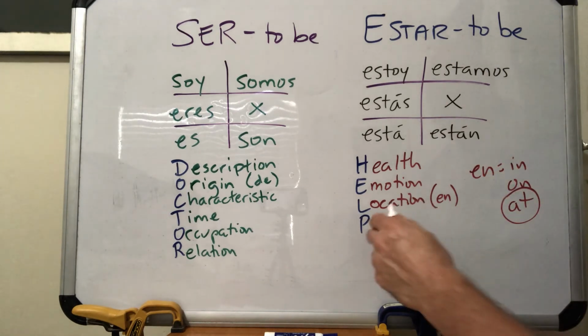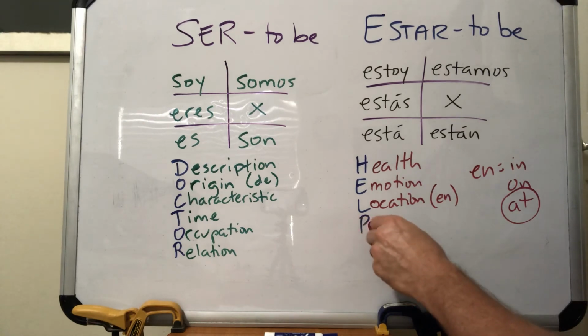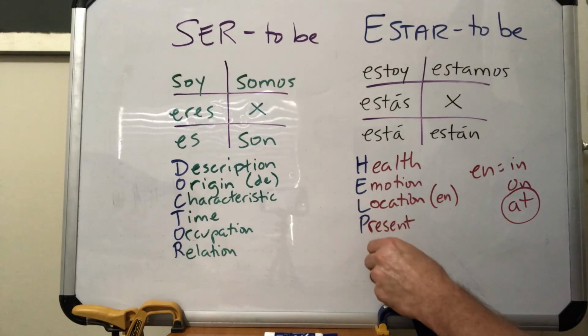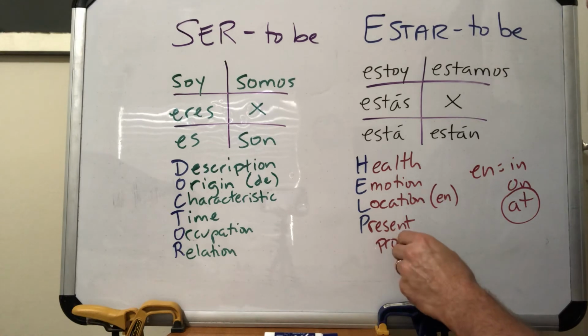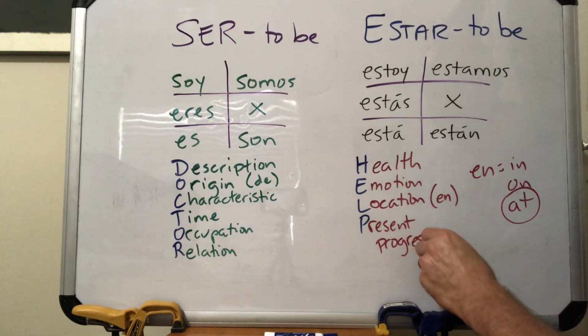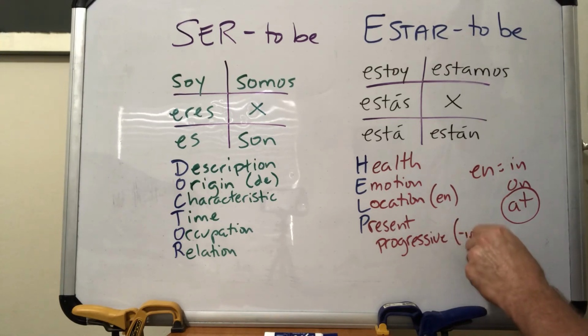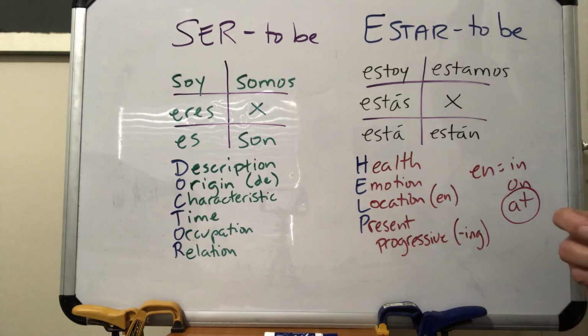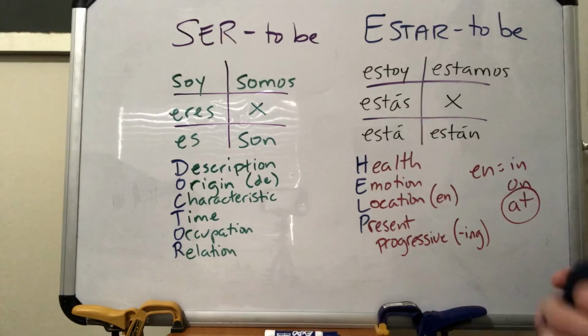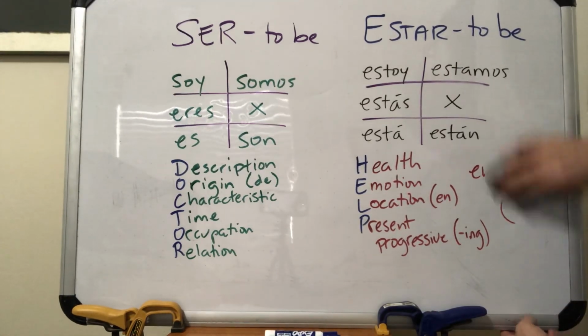And then the P is for present progressive. And we'll go over that one later. That's the progressive, and that's when we change the verb to the -ing form. Like I am going, I am walking. Let me erase this right here, okay?